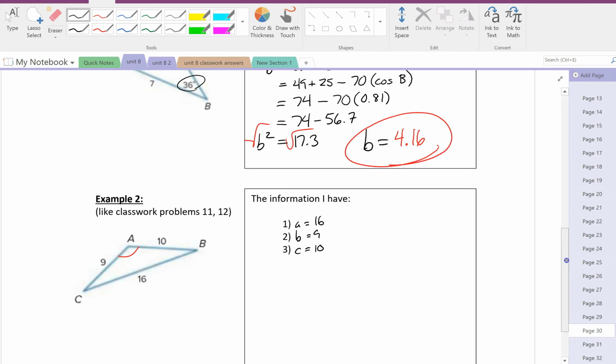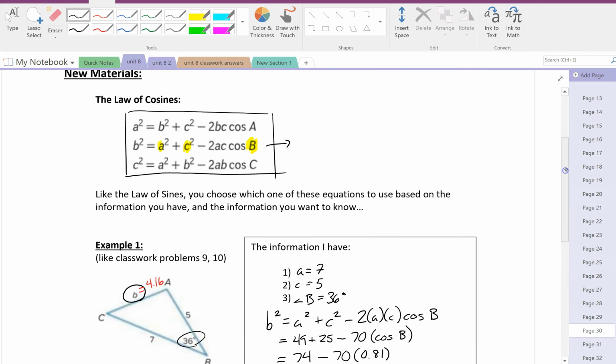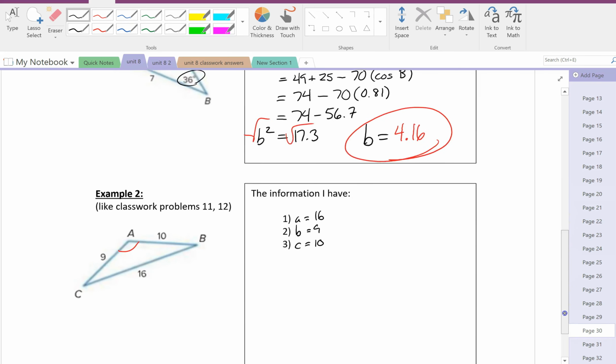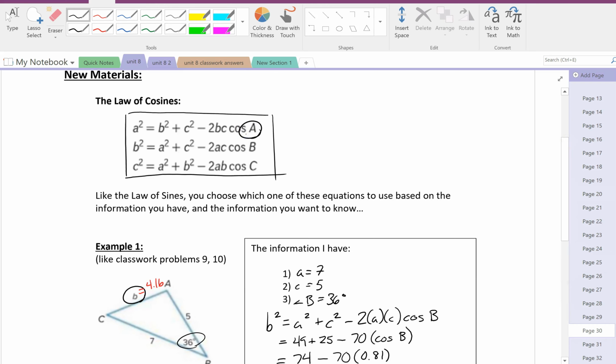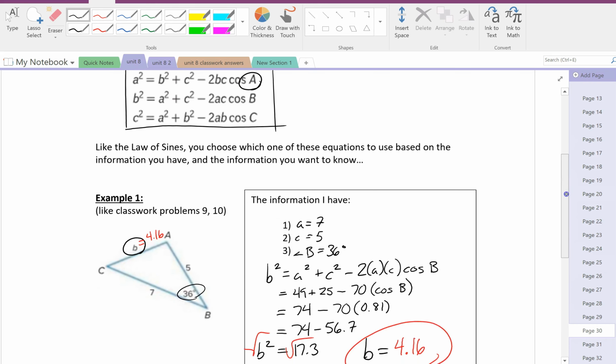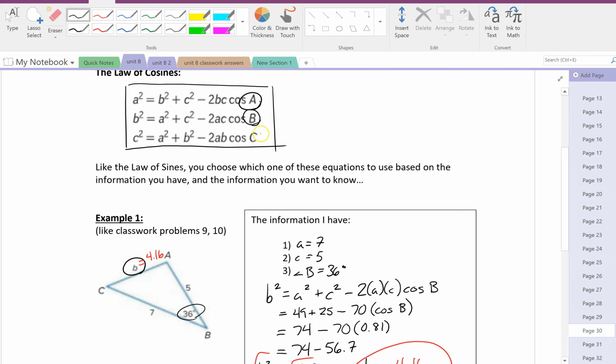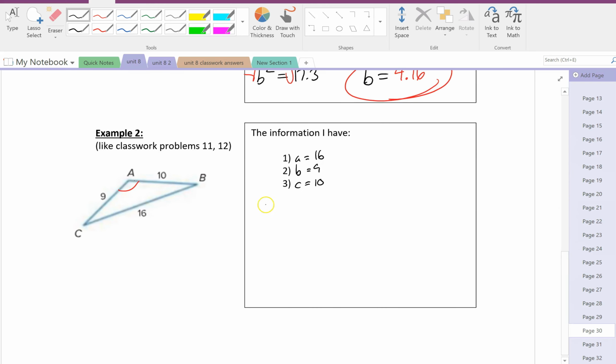Okay, it's going to work a little bit differently this time, but I'm going to come up here and ask, which one do I want to use? When you know all three sides, you can use any of these three. It doesn't really matter, so I'll just use the first one. If I want to find angle A, I'm going to use the first one, because that's what I eventually want to get by itself, angle A. I could start from any of these three. I could start by finding angle B or angle C, but since right now I'm going to solve for angle A, I'm going to use this first one. So A squared equals B squared plus C squared minus 2BC cosine angle A.